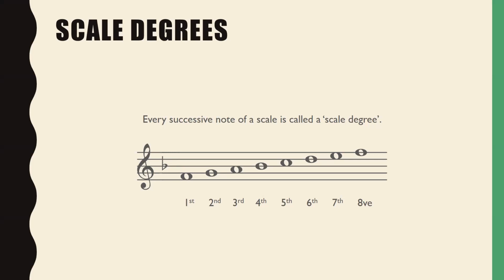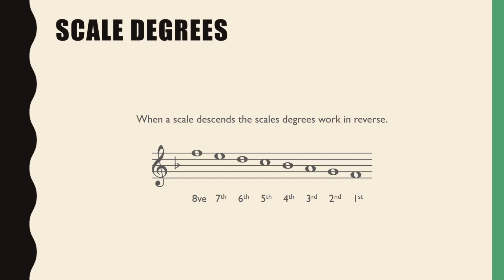The second note, G, is the second degree, A is the third, B flat the fourth, C the fifth, D the sixth, E the seventh, and then the last note, F, is the same letter name as the first. So we've just called it the octave. But technically, it's basically the same as the first degree of the scale, okay? So just keep that in mind, the first and the last note, because they're the same letter name, their degree name is also the same.